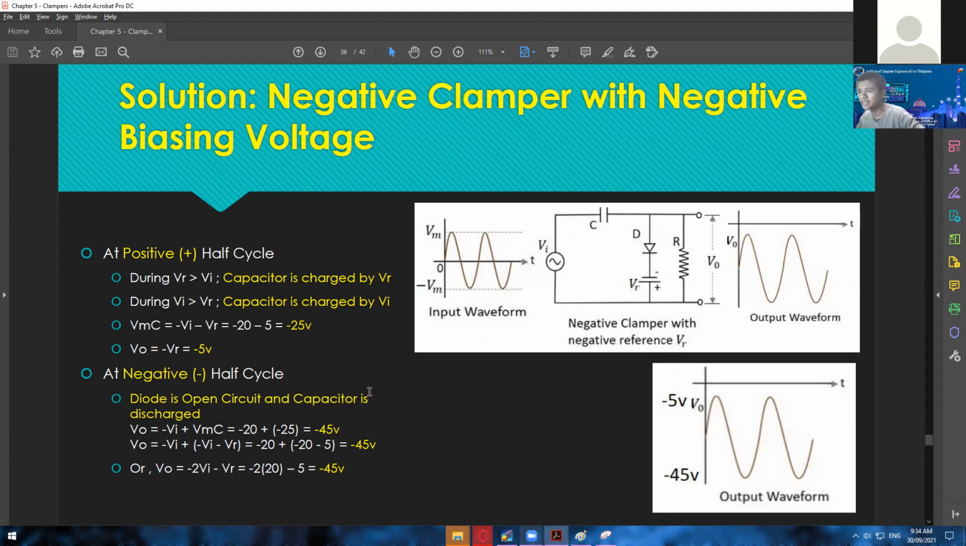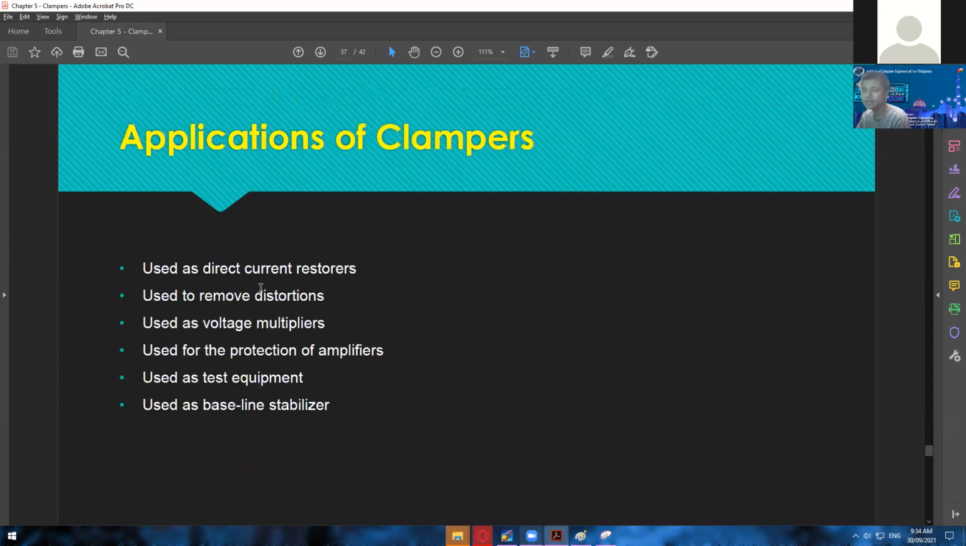So this is actually the last example for the balancing voltage. So let's now proceed to the applications of clampers. This one is used as direct current restorers, used to remove distortions, used as voltage multipliers, used for the protection of amplifiers, used as test equipment, and then used as baseline stabilizer. So there are many more, but these are just the common applications of a clamper.